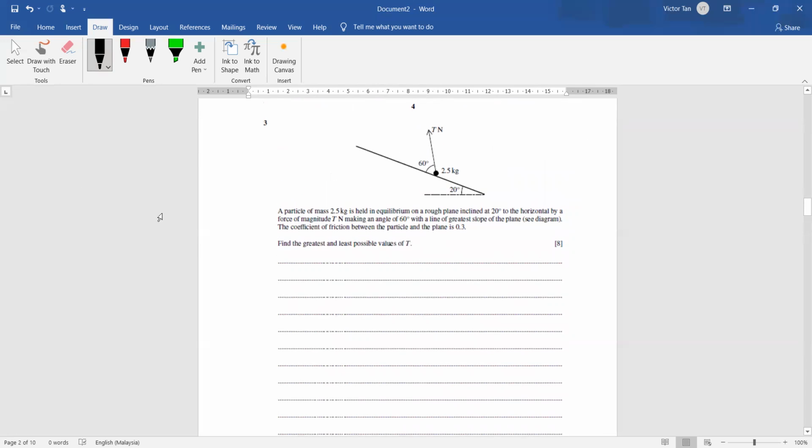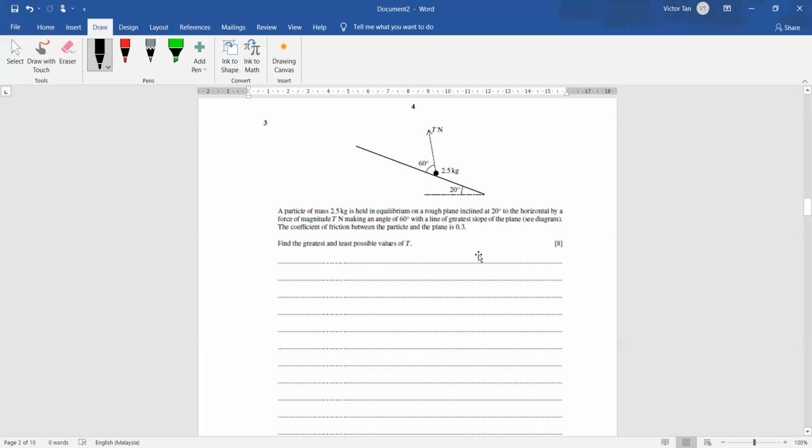A particle of mass 2.5 kilogram is held in equilibrium on a rough plane inclined at 20 degrees to the horizontal by a force of magnitude T Newton, making an angle 60 degrees with a line of greatest slope of the plane. The coefficient of friction between the particle and the plane is 0.3. Find the greatest and least possible value of T.